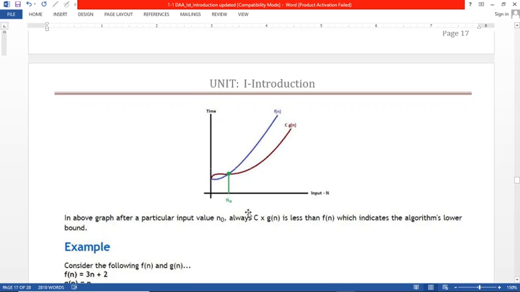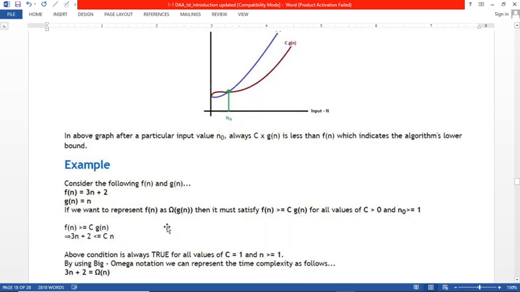So what we can say in the above graph: for a particular input value n0, always c multiplied by g of n is lesser than f of n. Every time it should be lesser than f of n. What is g of n? g of n is the most significant term which indicates the algorithm's lower bound.